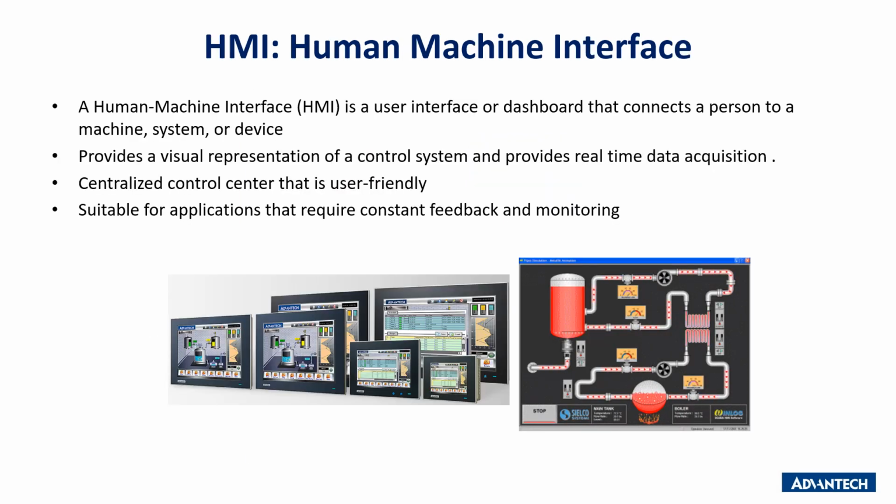Another important device within an automated system is the HMI, which stands for human-machine interface. Before the HMI came into existence, a control might consist of hundreds of push buttons and LEDs performing different operations. HMI is a device for user interface or dashboard that connects the operator with the whole system. The HMI provides a visual representation of a control system and provides real-time data acquisition. It is a centralized control center that is user-friendly. It is suitable for applications that require constant feedback and monitoring.